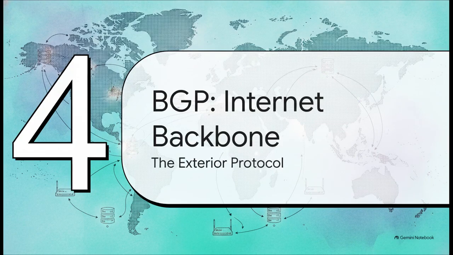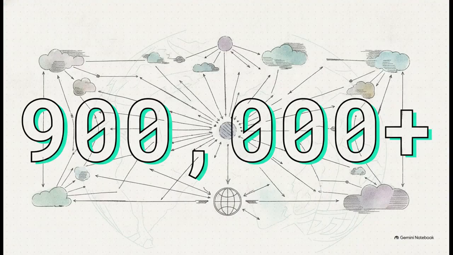Section 4. BGP, the Internet's backbone. Over 900,000. Just take a second to wrap your head around that scale. BGP currently carries over 900,000 IPv4 prefixes in the global routing table. This is the protocol that makes global IP reachability possible.